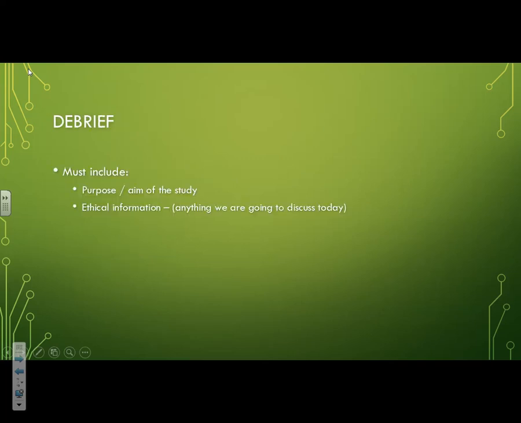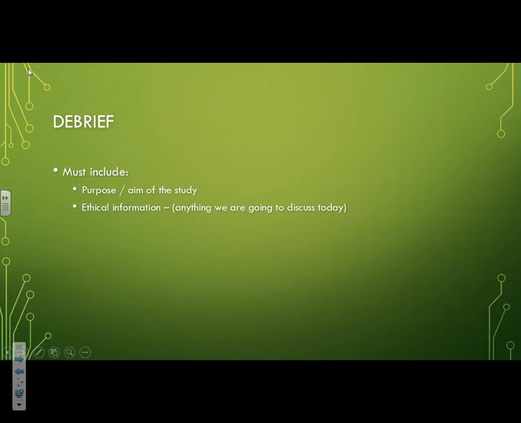A debrief is at the end of the study. The informed consent is at the beginning, the debrief is at the end, after they've taken part in the study. You could be asked to write a debrief, and this information is coming directly from the mark scheme. You must include the purpose or the aim of the study. Even if you haven't deceived them, you must reiterate and re-explain the purpose and the aim of the study, and you must share ethical information.